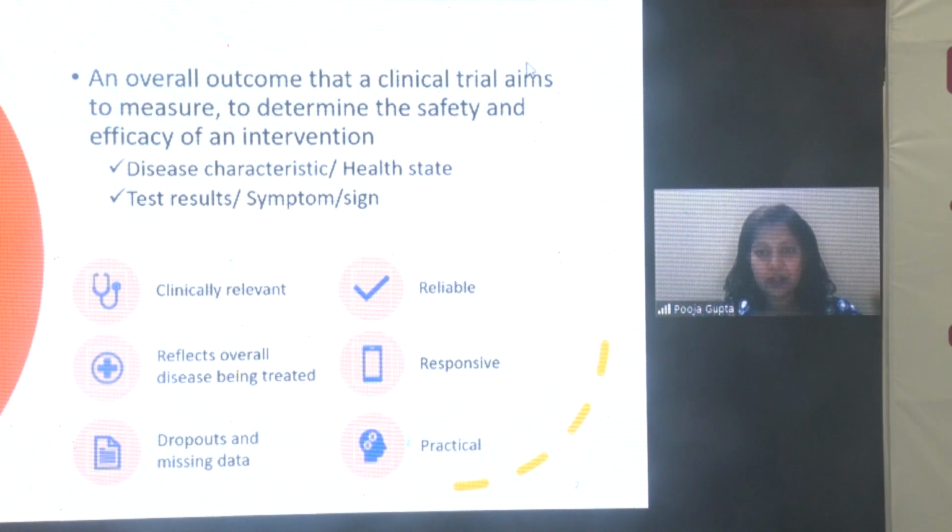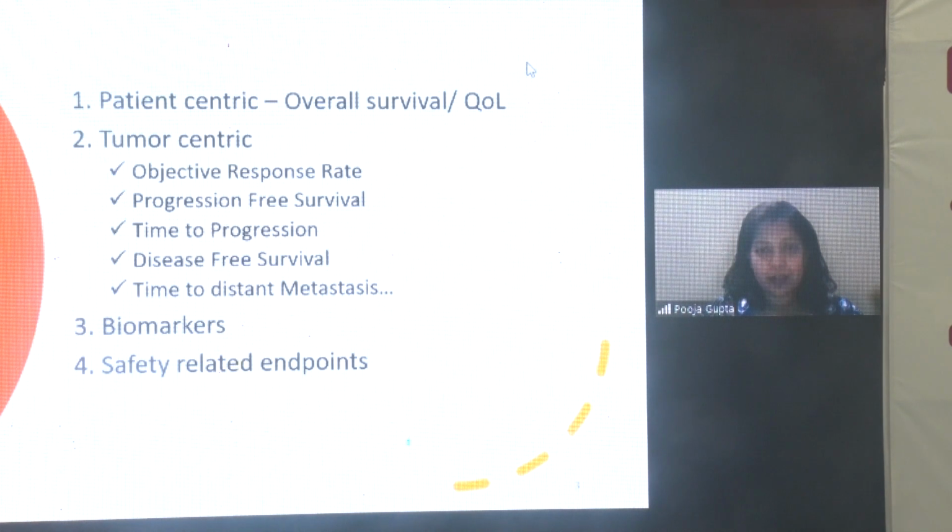So, what are the characteristics of an endpoint? Generically, it's an overall outcome that a clinical trial is aiming to measure to determine the safety and efficacy of an intervention. It should be clinically relevant. It should reflect the change in the disease process which is being treated. It should be reliable, responsive, and practical.